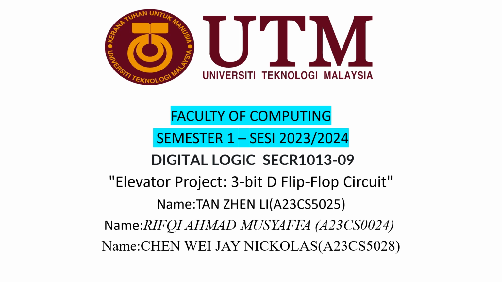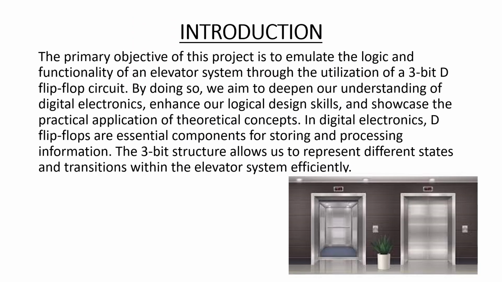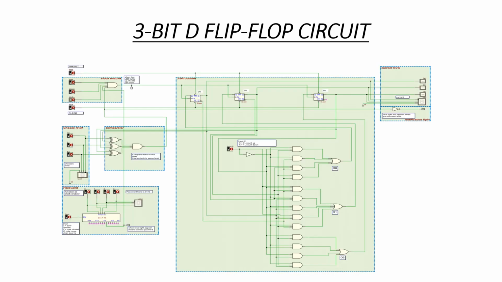We are using a 3-bit D flip-flop to build a circuit to control a lift system. By using the 3-bit D flip-flop, it allows us to represent different states and transitions within the elevator system efficiently. Okay, and this is our circuit, which has the clock disabler, 3-bit switches, password, 3-bit comparator, 3-bit counter, and the display status.